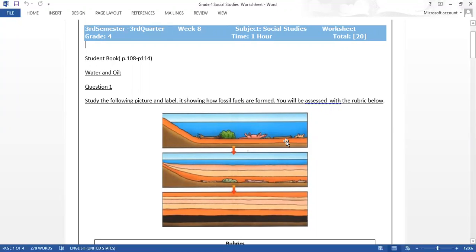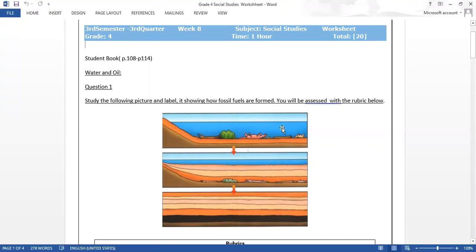That is sand there, it's mud there, and the white part, those are fossil fuels. So fossil fuels, boys, are formed from remains of dead animals and plants from millions of years ago. So fossil fuels are formed millions of years ago, from dead animals and plants.